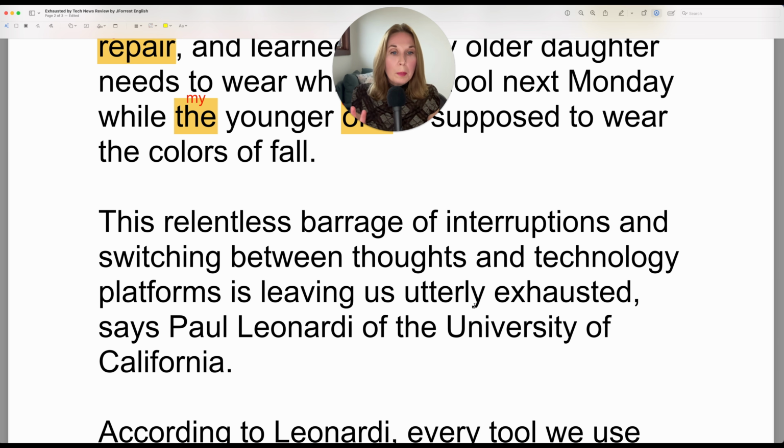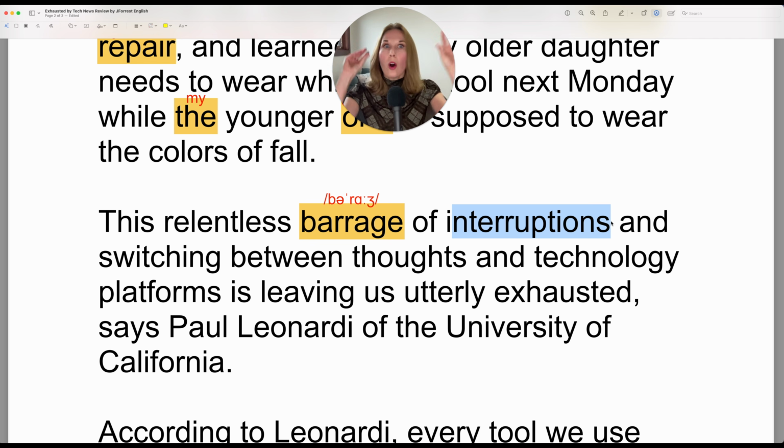Okay, let's talk about the meaning and we'll confirm the pronunciation of other words as well. Let's start with barrage. So saying this relentless barrage of interruptions. Adding barrage means that the interruptions were many, numerous, and they came all at the same time. So I could say after the lesson, I had a barrage of questions from my students. So imagine I was teaching this in real time and I stopped talking and all of a sudden all these students put up their hand or are asking me questions.